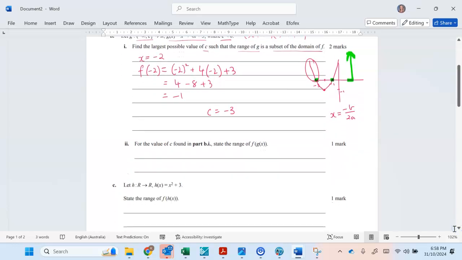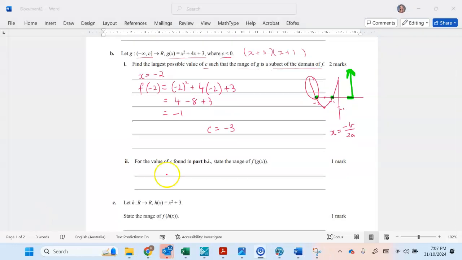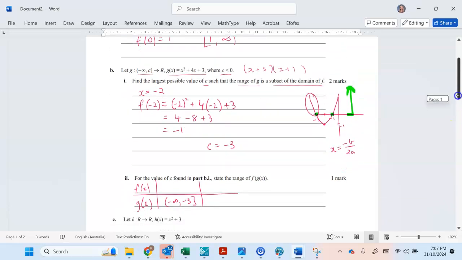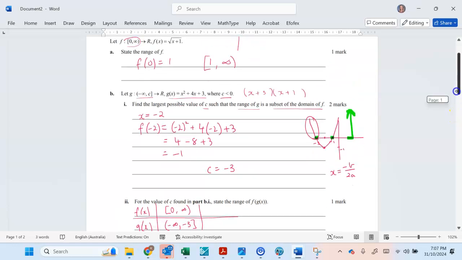All right, for the value of c found in part b(i), state the range of g(x). So for part 2 I'm going to look at f(x) and g(x), the domain and range. I don't have much space here, so let's just do the domain first. So for g(x), we had from -infinity to -3, and then for f(x), we had 0 to infinity, and the range for that was 1 to infinity.